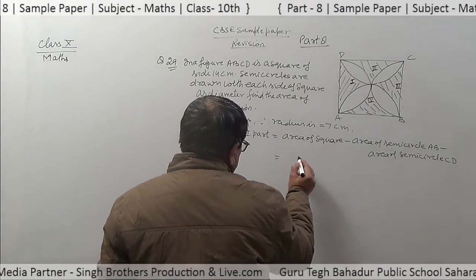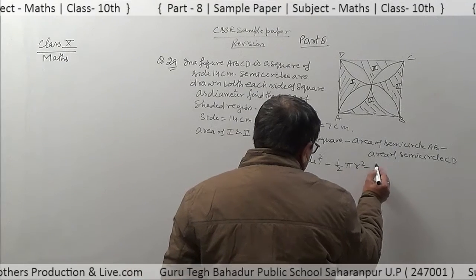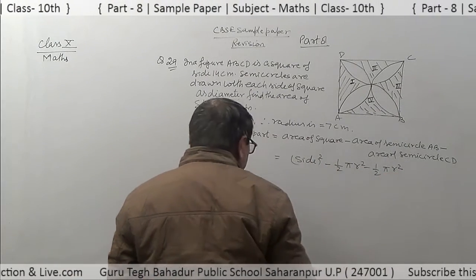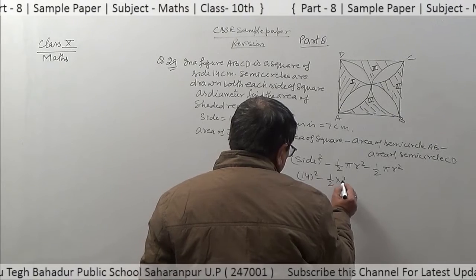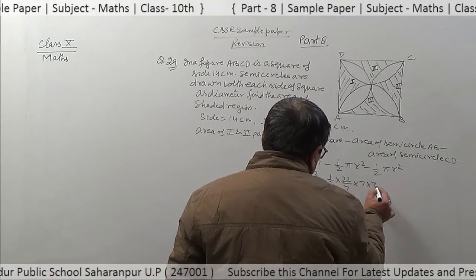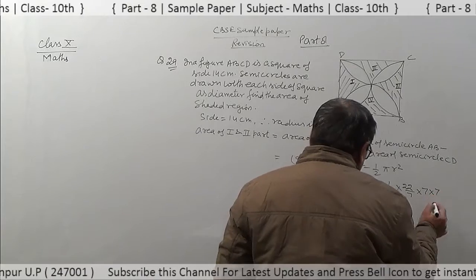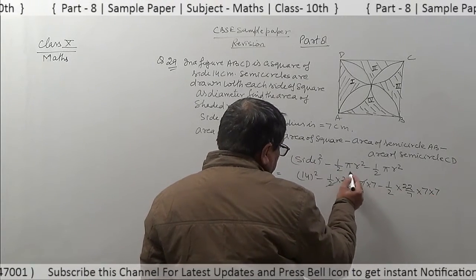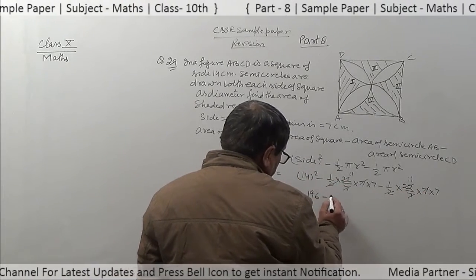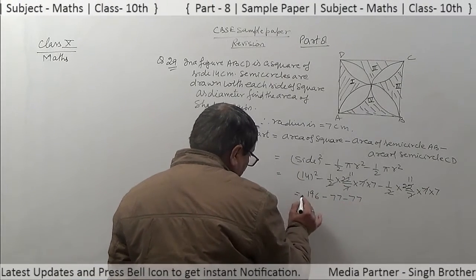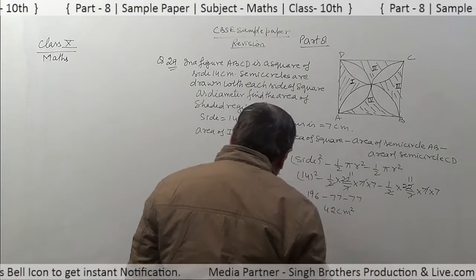Area of square is side square minus half pi r square. This is also half pi r square. So it will be 14 square minus half into 22 upon 7 into 7 into 7, also half into 22 upon 7 into 7 into 7. This 7 cancel it, this is 11. This 7 cancel it, this is 11. 196 minus 77 minus 77 is equal to 42 centimeter square.